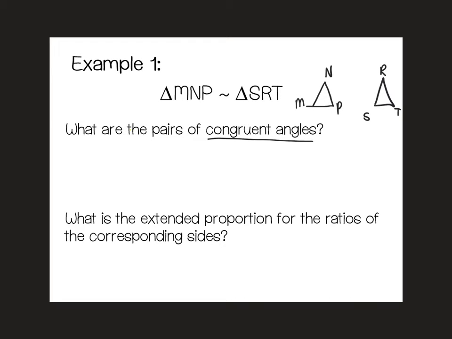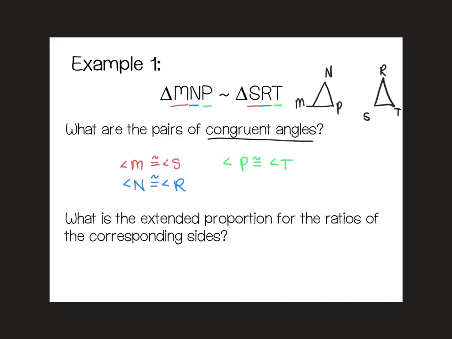Last time I just used the similarity statement. So if M and S are in the same spot, those two would be congruent to each other. N and R correspond, so they would be congruent to each other. And lastly, P and T correspond, so they would be congruent to each other. So you can just use the similarity statement if you like that, or if you like to draw a picture, you could always draw a picture.